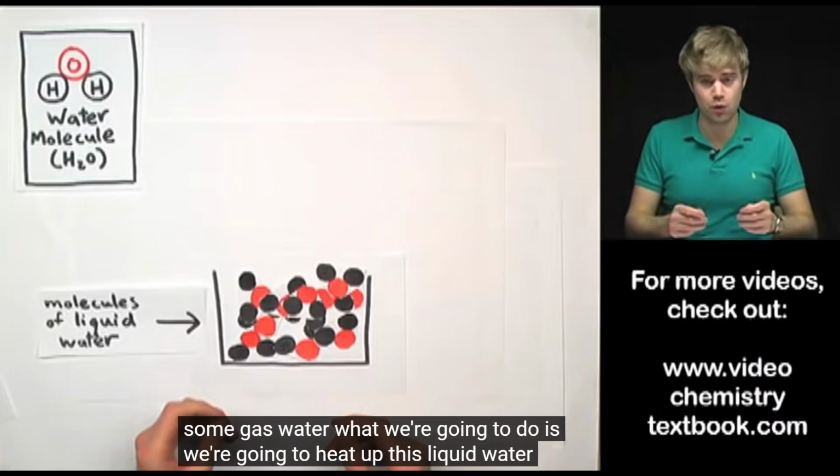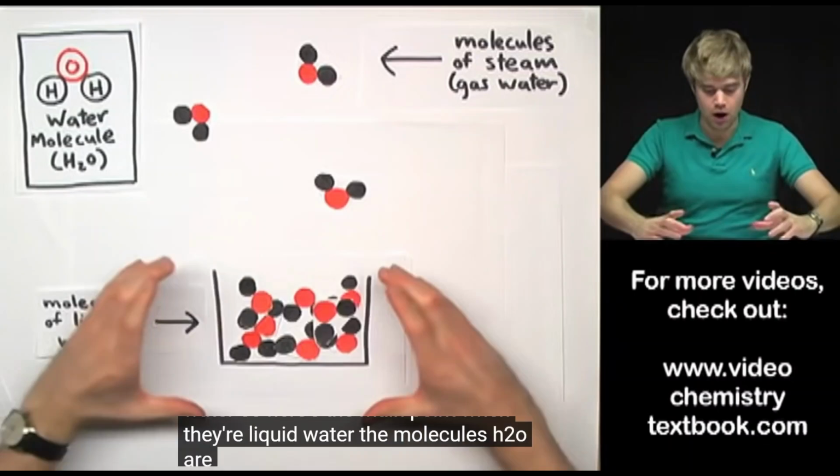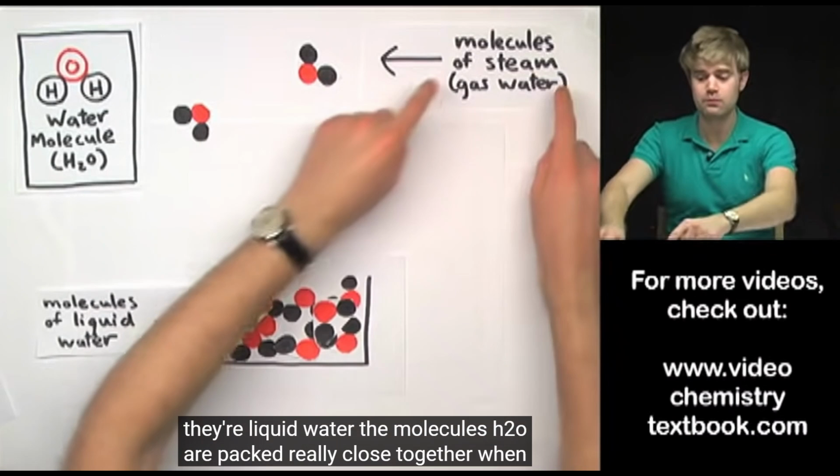When they're liquid water, the molecules H2O are packed really close together. When they're gas water, or steam, they're still molecules of water, 1 oxygen and 2 hydrogens. It's just that now they're not as densely packed and they're flying around in the air above the liquid. Here is the mistake that so many people make and that I don't want you to make. This, as we said, is the way that water does evaporate.